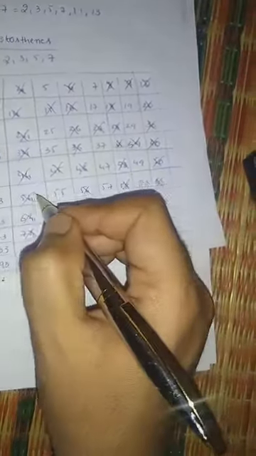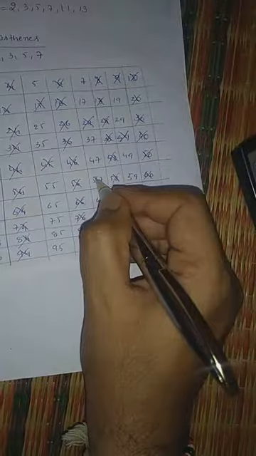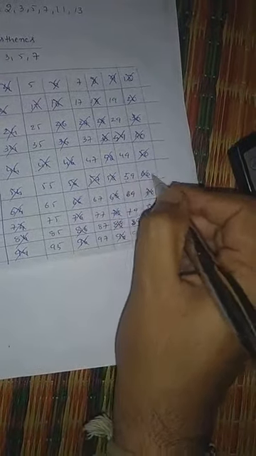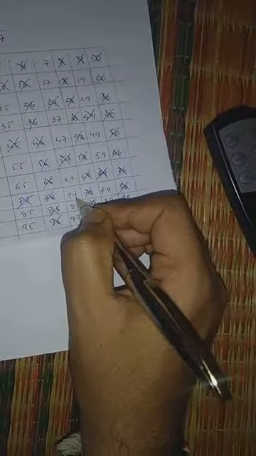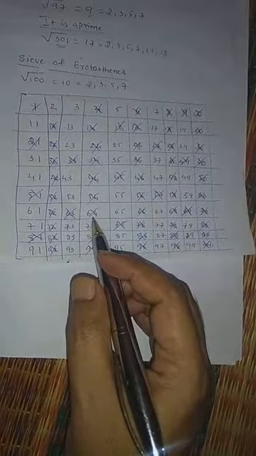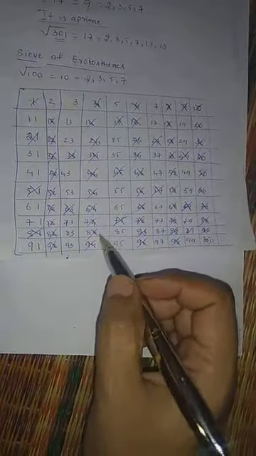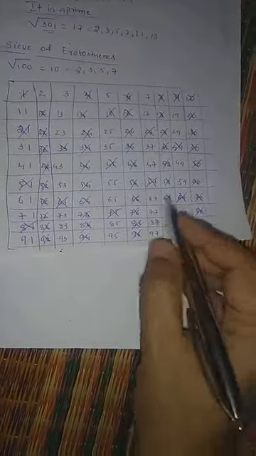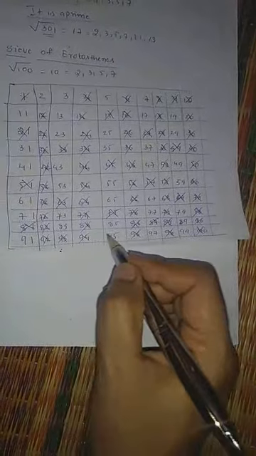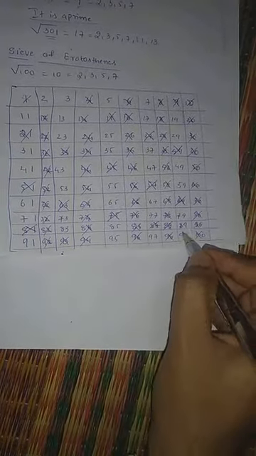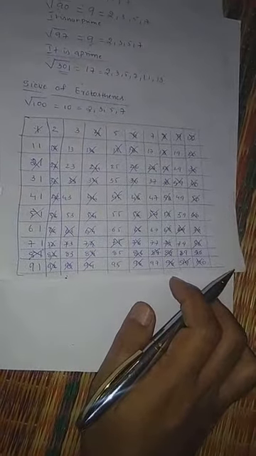51 also is divisible by 3, then 54, 57, 60, 63, 66, 69, 72, 75, 78, 81, 84, 87, 90, 93, 96, 99. So these are the numbers which are divisible by 3.